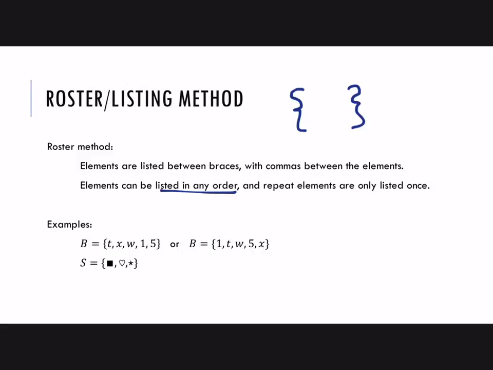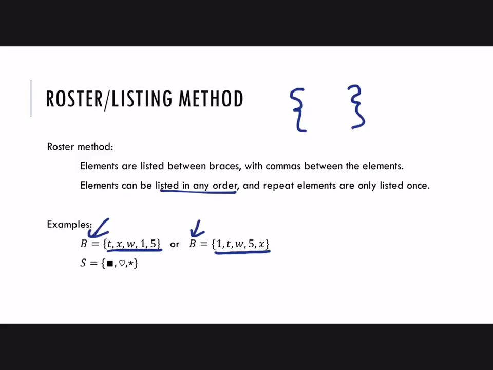So here's an example. Set B is a set that contains T, X, W, 1, and 5, and it's the exact same set if we rearrange some of those elements. So you can see the order has changed, but it's still the same set. And you'll notice the use of a capital letter to name the set, right? And then we said that the title of the set is equal to, and then there are the braces and the list of all of the elements.